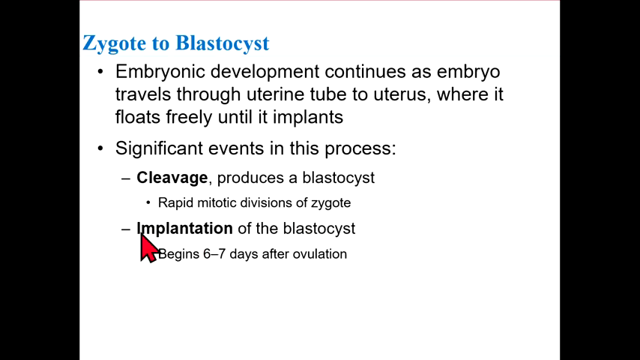The second step is implantation of the blastocyst. Once we've created our blastocyst through those mitotic divisions, that blastocyst will implant into the inner lining of the uterus about 6 or 7 days after that egg was first ovulated. So we're going to look at these steps in some more detail.